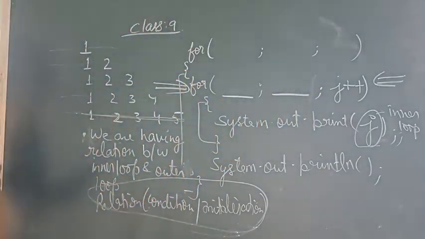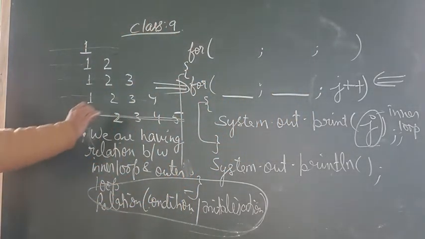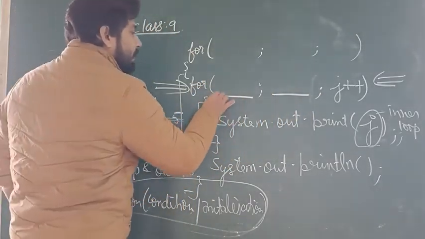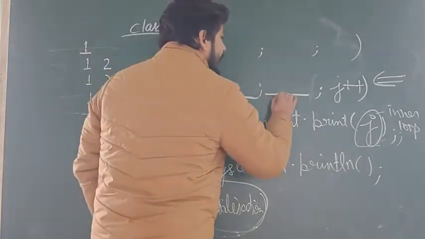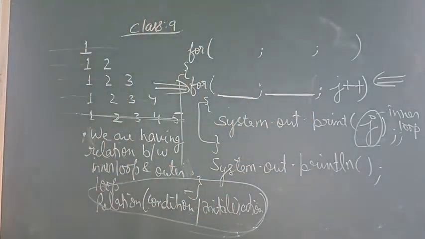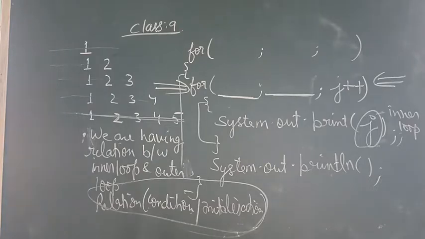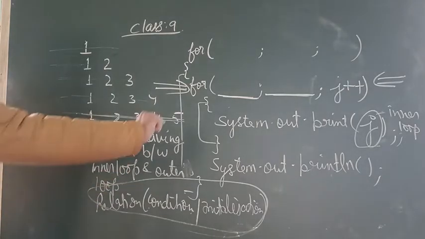And what about the relation? Relation means your outer loop variable will be used either at the initialization or at the condition. That depends on our situation, where we have to mention the outer loop variable, either the initialization or the condition. Okay, and how it depends, let's see.